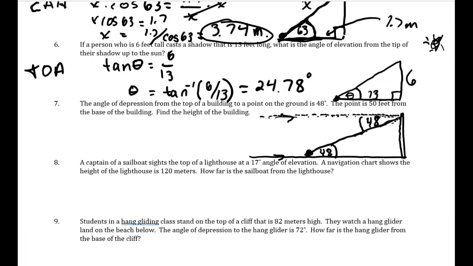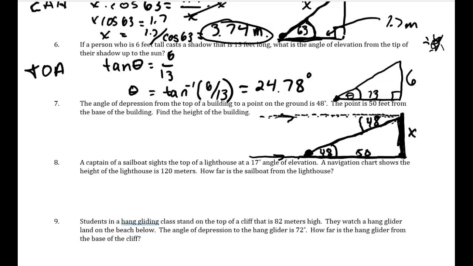You're then told that the point is 50 feet from the base of the building. So here's our point. Here's the base of the building. So this is our 50 feet. The question then is, how tall is the building? That's going to be your x. So then we really now focus on this triangle here.